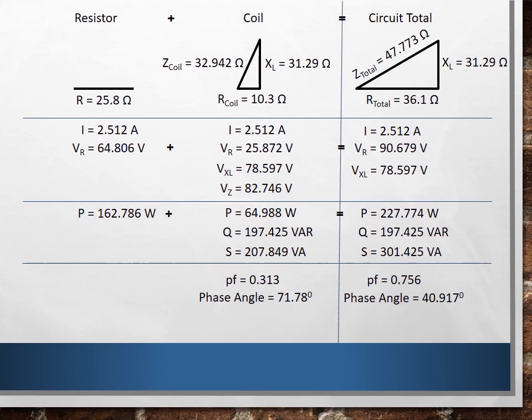You'll see that my coil is operating at a power factor of 0.313. My circuit total is operating at a power factor of 0.756. So the power factor of my circuit total, having that resistor in there, has actually a better power factor even though I've added a component. By adding a resistor with a coil, it actually improves the power factor.